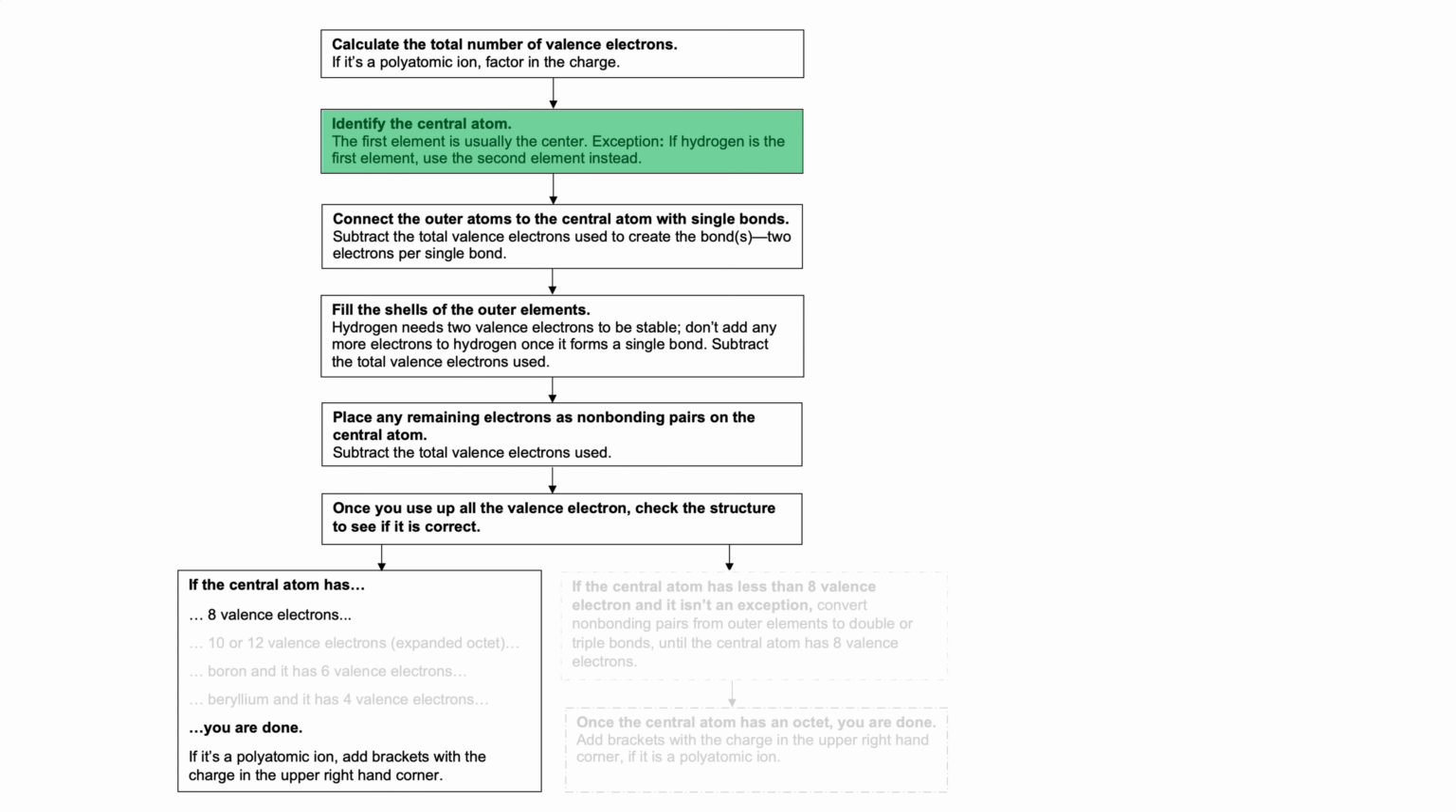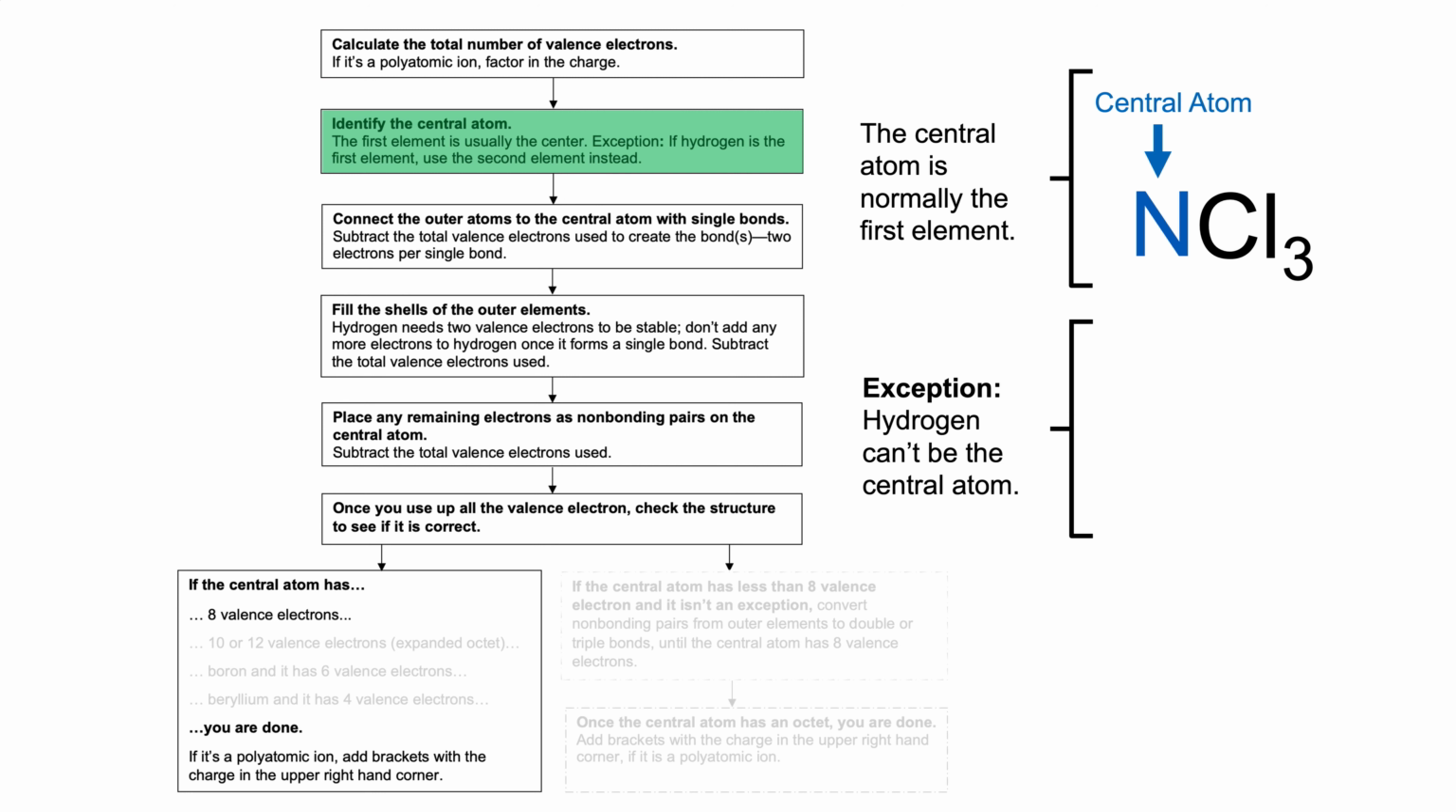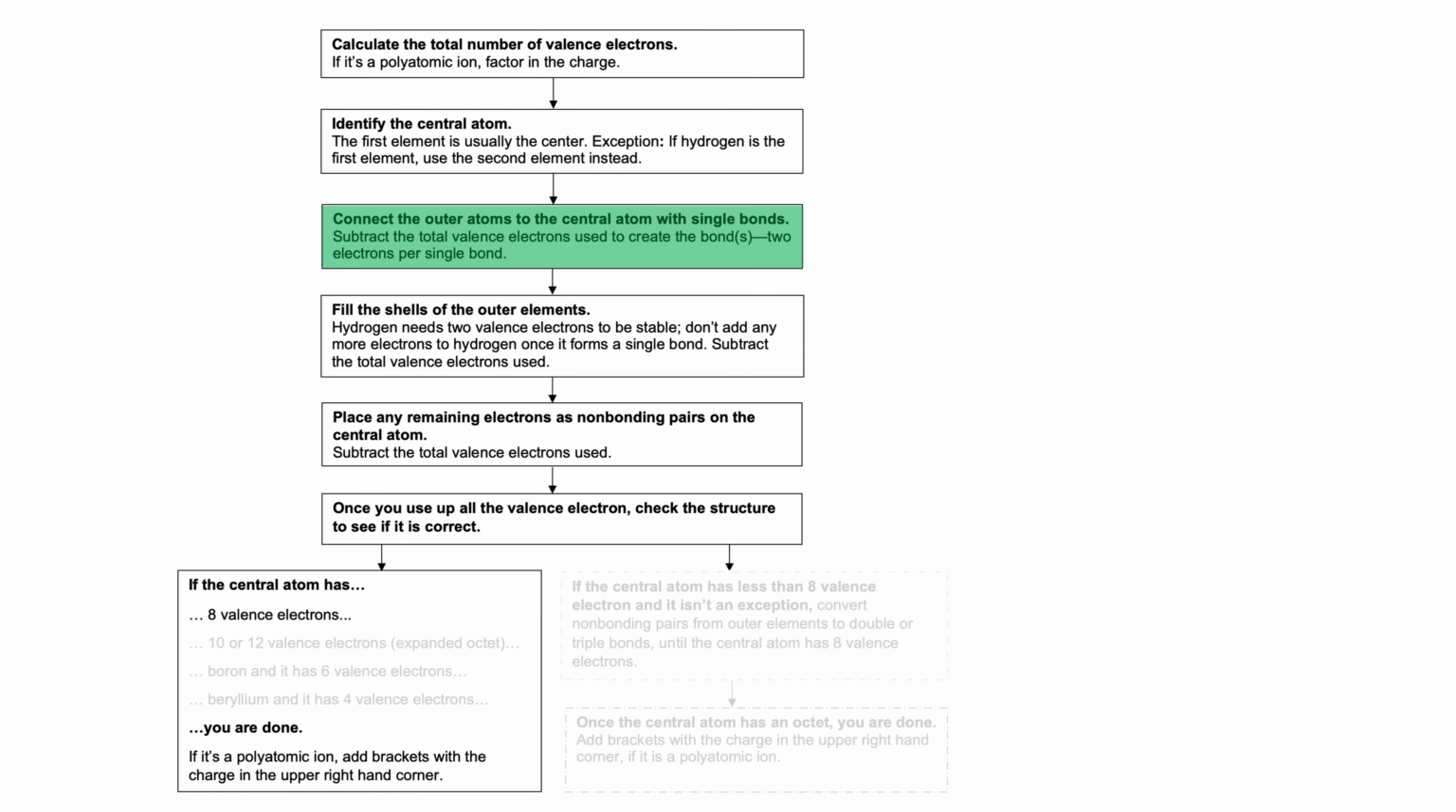You then need to identify what the central atom is. It's generally going to be the first element in the formula. So for NCl3, nitrogen is the first thing in the formula, so it's going to be the central atom. The only exception is hydrogen. It can't be the central atom. So if hydrogen is the first thing in the formula, just use the second thing in the formula as the central atom. So since hydrogen can't be the central atom in this one, oxygen is going to be the central atom instead.